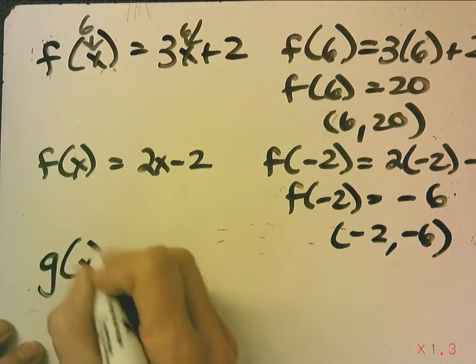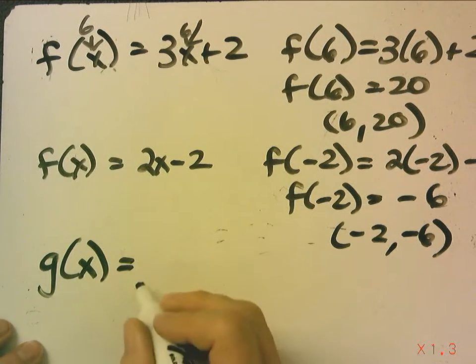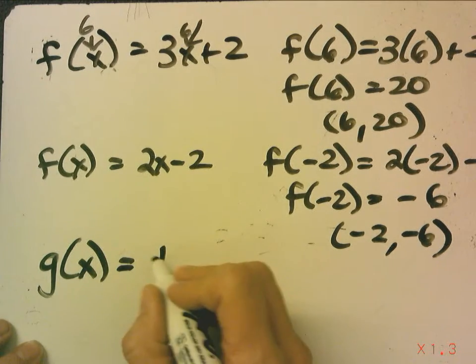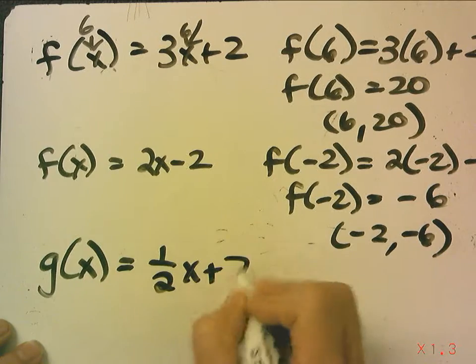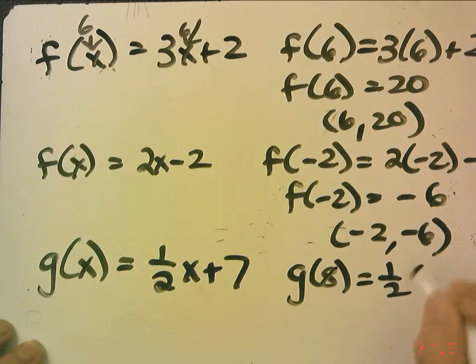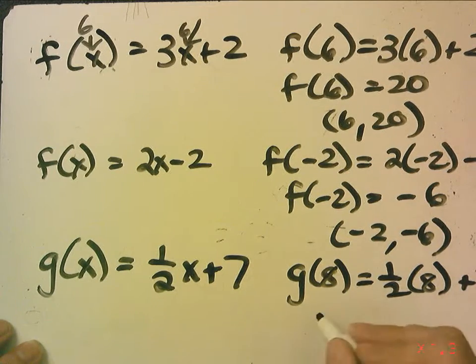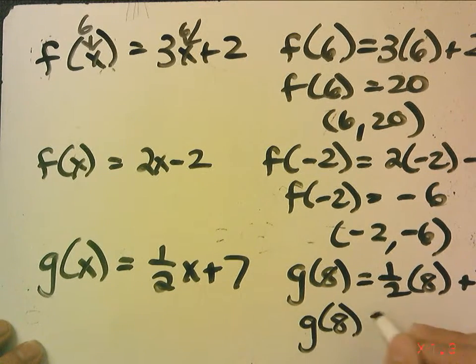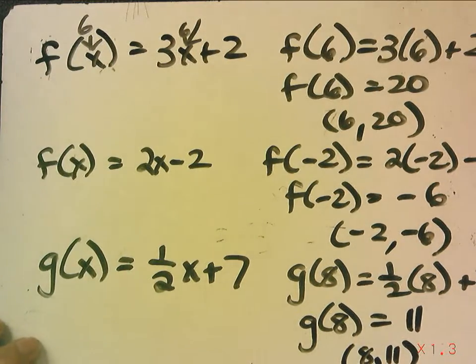Now you can also use different variables. G of x and h of x are used often. If g of x equals 1/2 x plus 7, find g of 8. So I do 1/2 of 8 plus 7. That's 4 plus 7. G of 8 equals 11. So the ordered pair is 8, 11. So you can use f of x, g of x, h of x. You can use really any variable, but f, g, and h are used the most often.